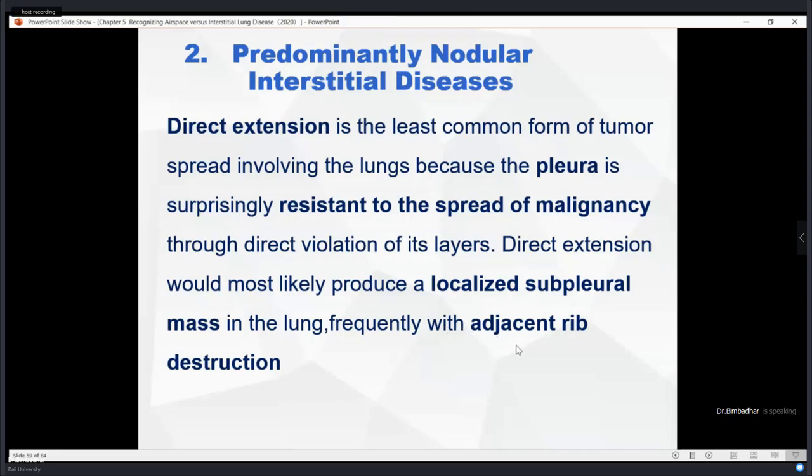And such a disease is a very particular and interesting disease, which is called Lamb disease. Okay, Lamb disease, lymphangioleiomyomatosis. It is called Lamb disease, and it usually shows an invasion down into the adjacent ribs, along with the pleural spread. Okay, generally direct extension is the least common form, but still it can happen, right?